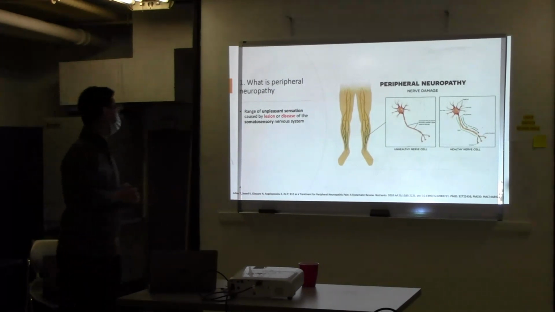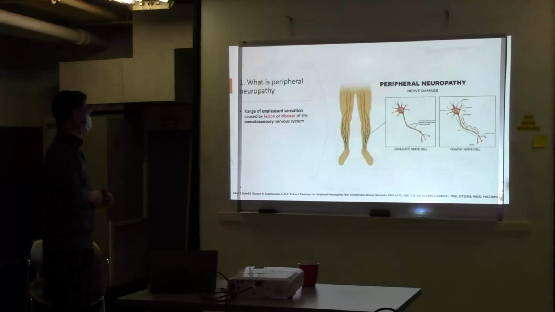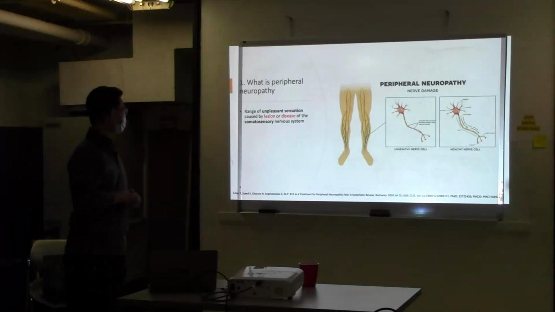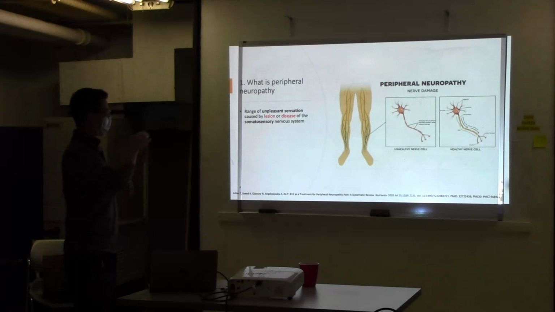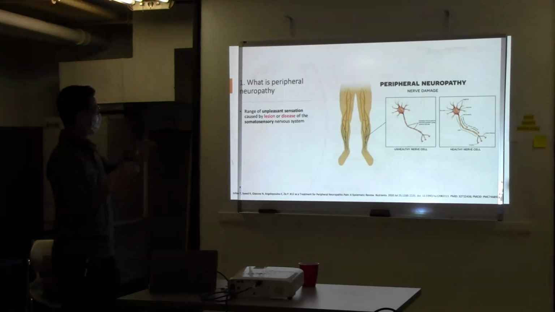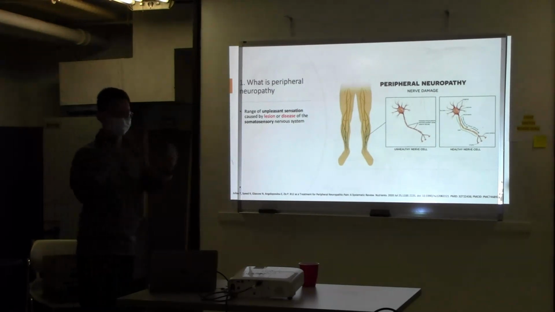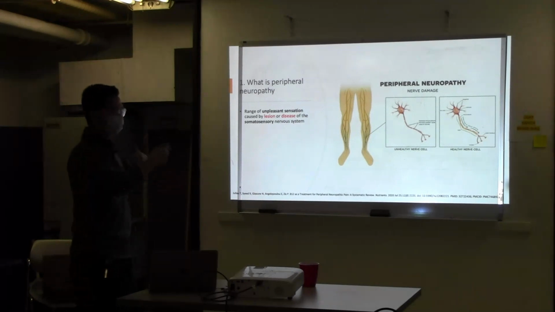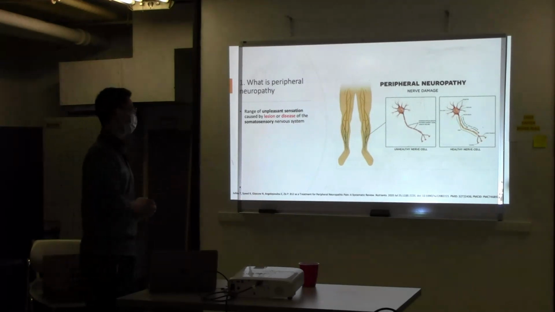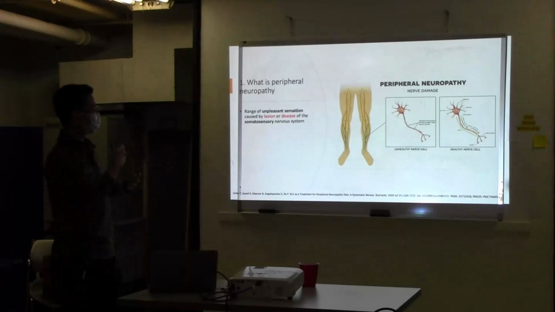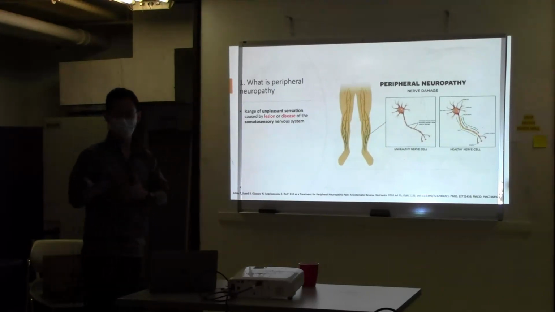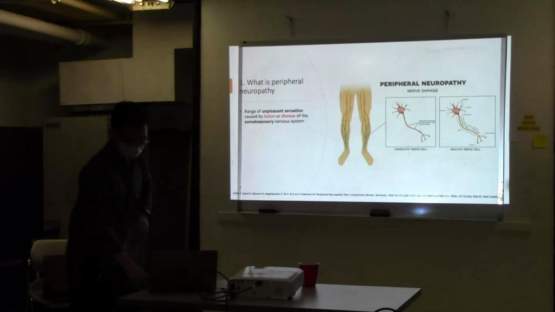Basically, peripheral neuropathy is simply the unpleasant sensation caused by a lesion or disease of the somatosensory nervous system. So simply, it's damage to the nerve. As you see in the picture on the left, healthy and unhealthy. Some of the medical students probably know, the myelin sheath helps the conduction, and the unhealthy nerve has some degeneration of the myelin sheath. I just want to point that out for the medical students.